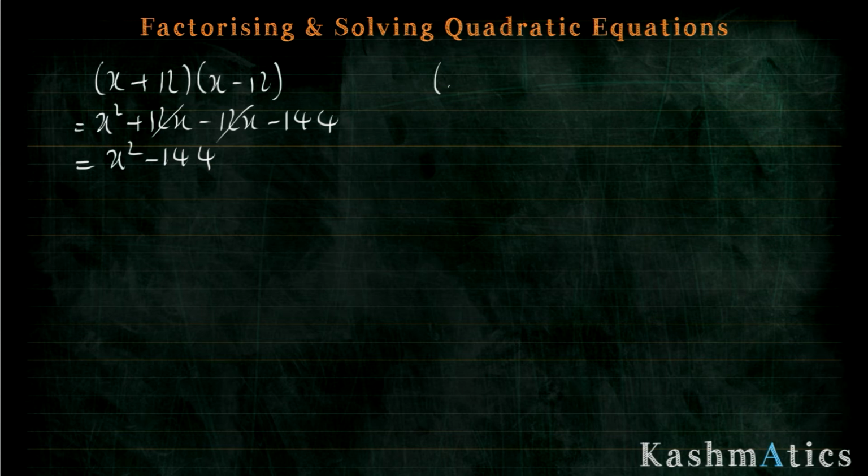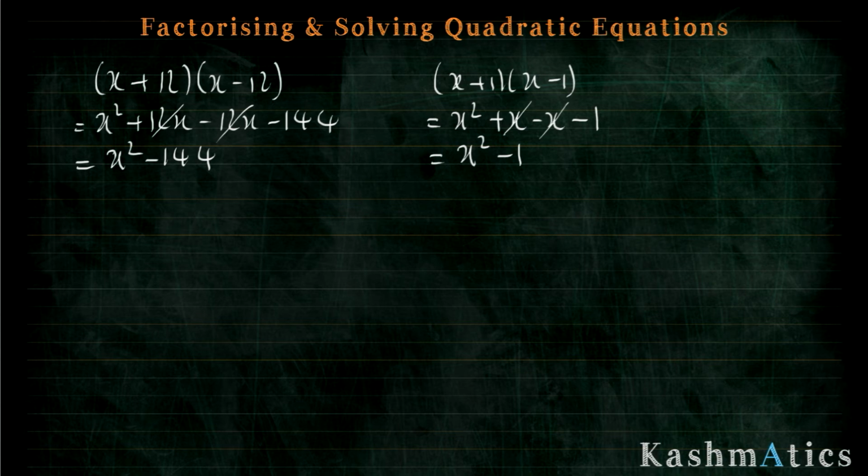Let's just do one more. x plus 1, x minus 1, and I'd get x squared plus x minus x take away 1. And they'd cancel each other out to give me x squared take away 1. And that will always happen. The x terms will always cancel out because you'll have a positive version of it and a negative version of it, and they'll cancel each other out. And these quadratic expressions only have an x squared term and a number afterwards.